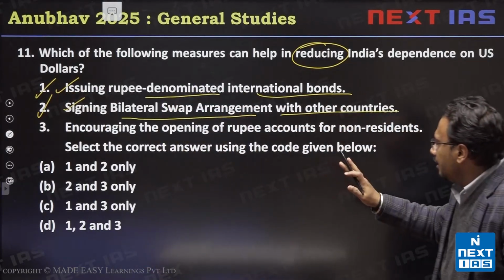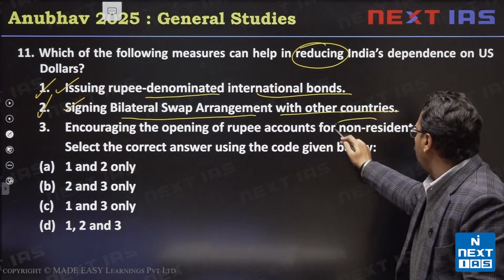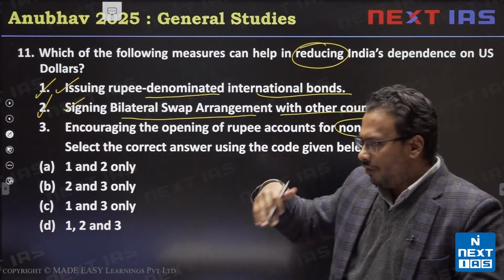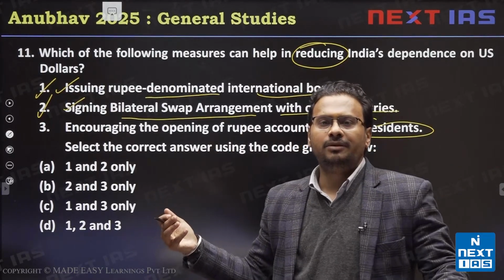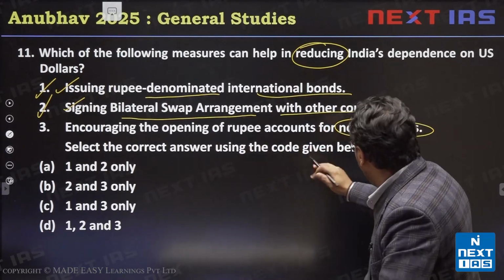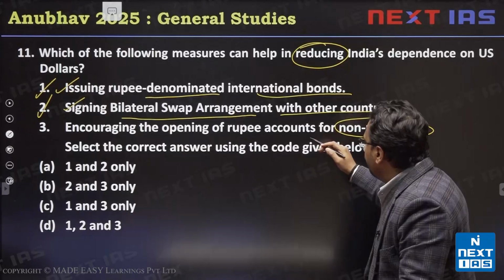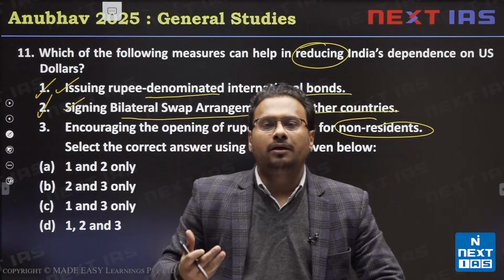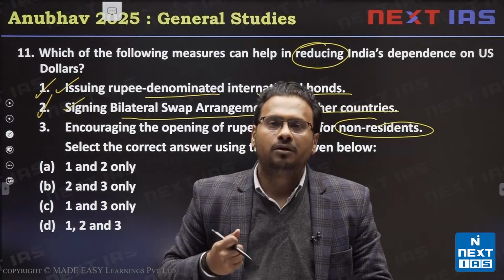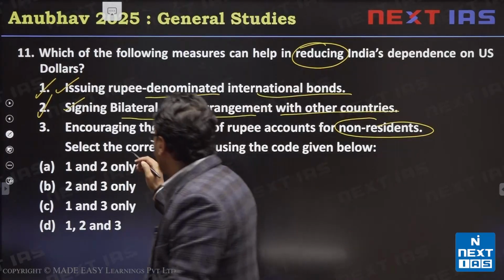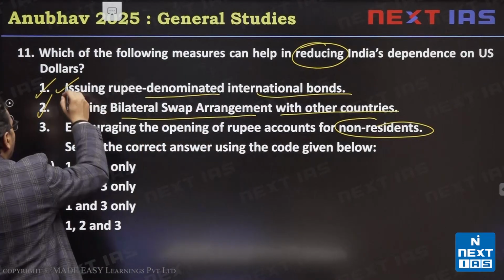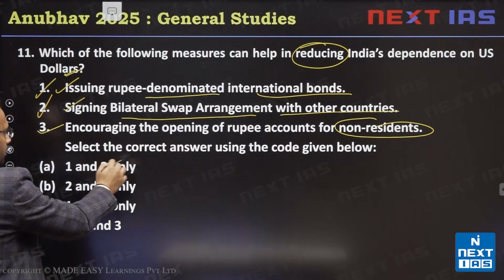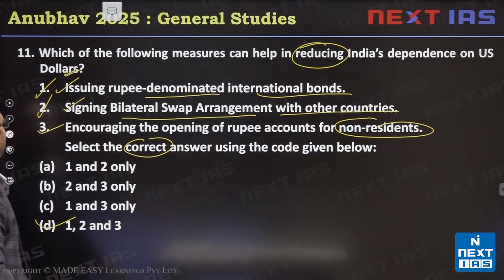Third, encouraging the opening of rupee accounts for non-residents. If I talk about this with respect to the foreign country aspect, the opening of rupee accounts for non-residents in the foreign country will definitely lead to demand for the rupee. That means there will be a reduction in dependence on the dollars. So statement 3 holds correct. The correct answer has to be 1, 2 and 3.